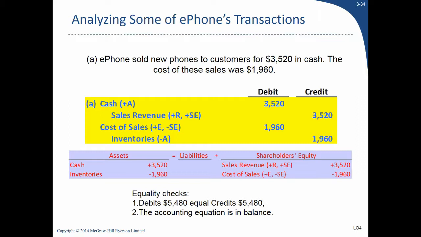What does it mean, the cost of sales? It means we produced this inventory at a cost of $1,960. This is how we make profit, right? After buying all the equipment and paying all our people, it cost us $1,960 to produce the phones that we were able to sell for $3,520.